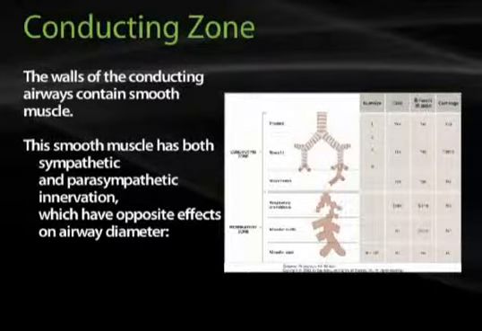You can tell you're in the conducting zone if you see on a histology section that there's smooth muscle around the airway. The smooth muscle has sympathetic and parasympathetic innervation. Those two act in a yin and yang fashion, opposing each other to control the airway diameter.